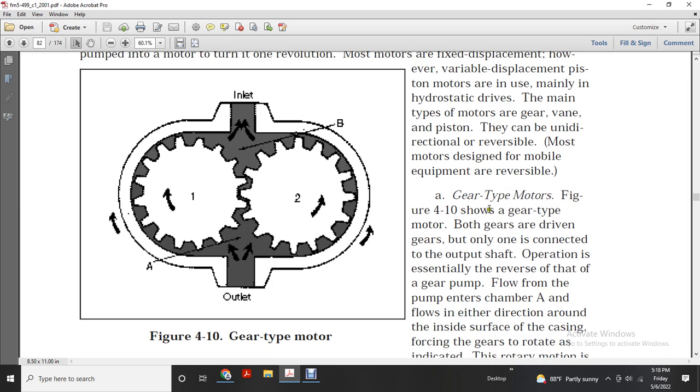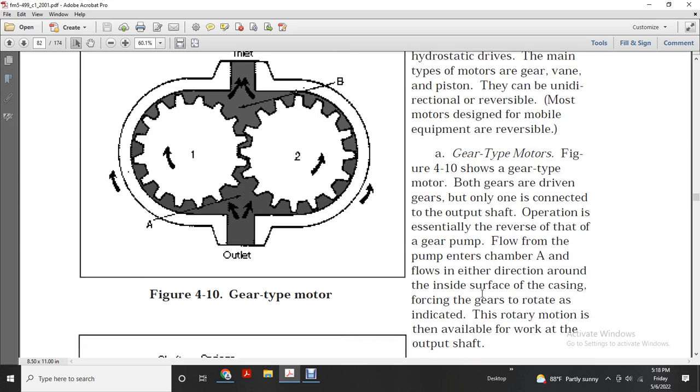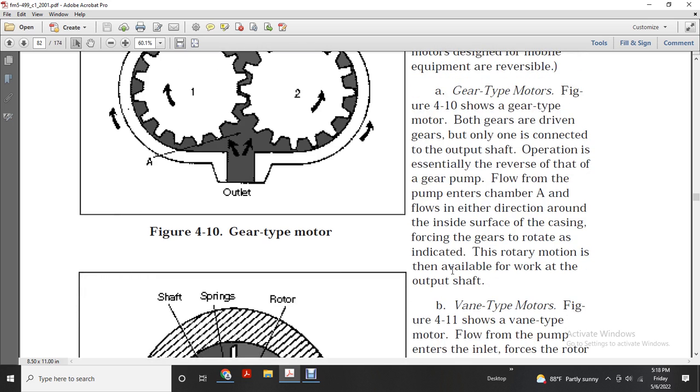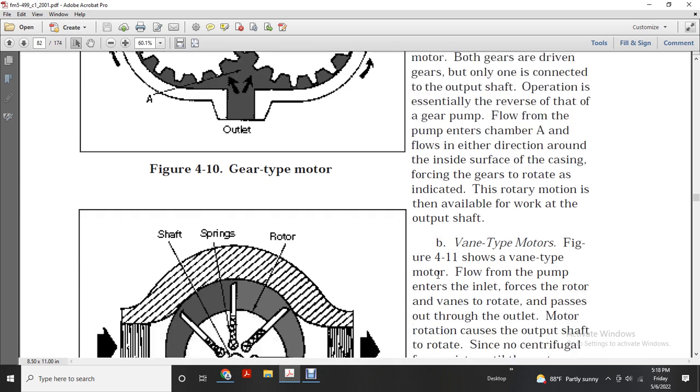Gear type, figure 4.10. In the gear type motor, both gears are driven, and gear 1 is connected to the output shaft. The operation is essentially the reverse of the gear pump. Fluid from the pump enters chamber A and flows in either direction around the inside surface of the casing, forcing the gears to rotate, so rotary motion is available for the work at the output shaft.